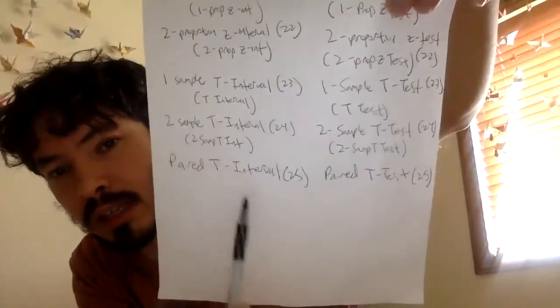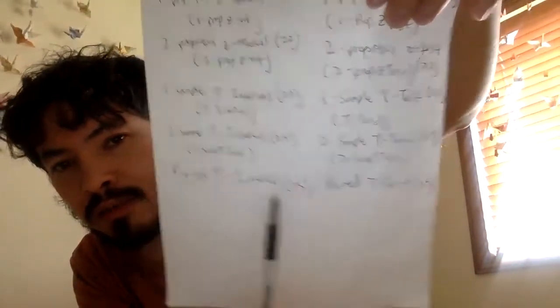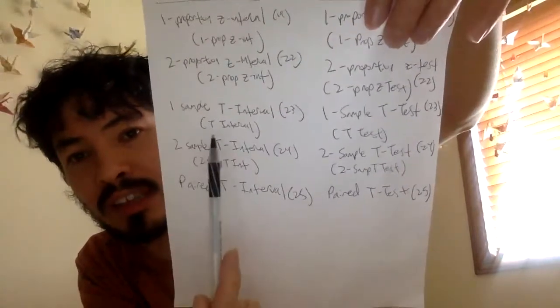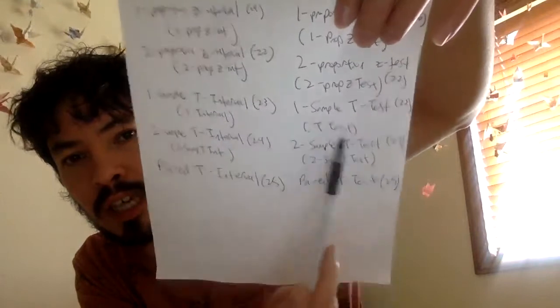And then what's the calculator command for these paired T interval and the paired T test from Chapter 25? It's actually just T interval and T test. And you'll see why. We're just using T interval and T test for our calculator commands, because we're actually only doing a 1 sample T interval and a 1 sample T test in Chapter 25. Okay? All right, so let's go to number 19 in Chapter 25, and we're going to work through that one together. Number 19.